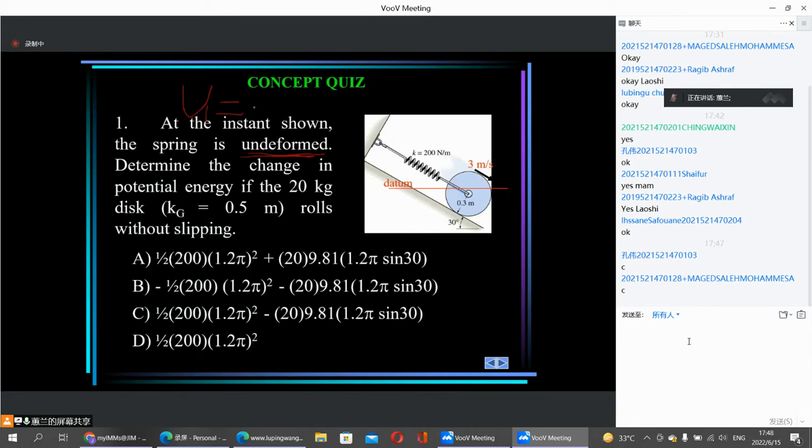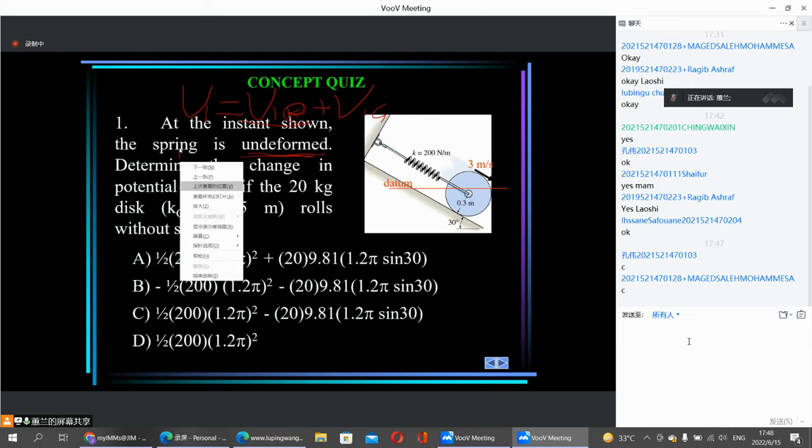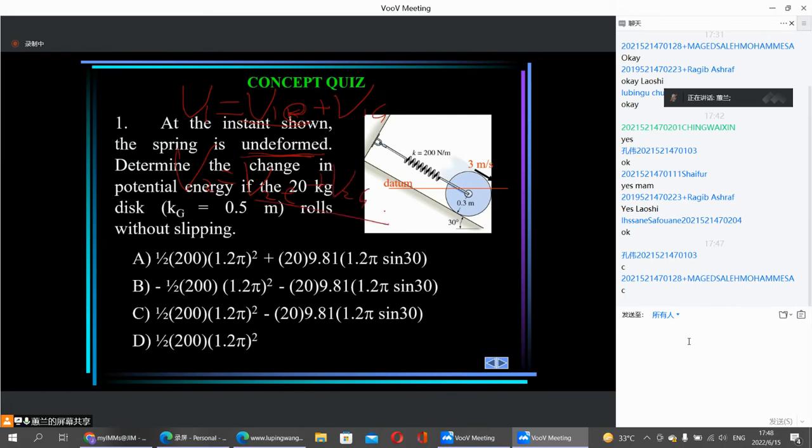So V1 is equal to V1 elastic plus V1 gravitational, right? And V2 equal to V2 elastic plus V2 gravitational, right? So you can calculate it by yourself, okay?